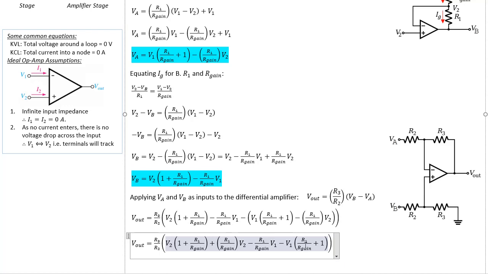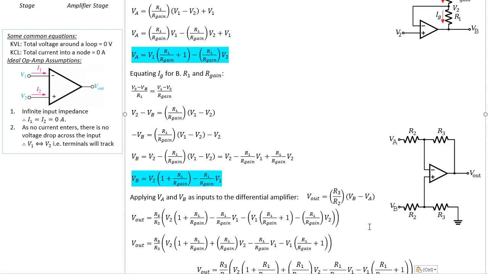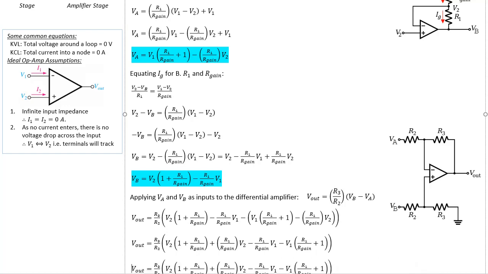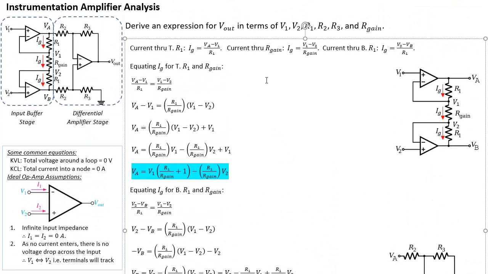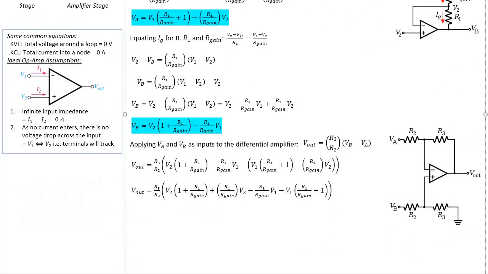Okay, so next, we're just going to continue to factorize V2 and V1. I think I'm running out of space here, so let's just see how far we can go. I'm going to shorten things up a bit. So let's just factor out V2 and V1.